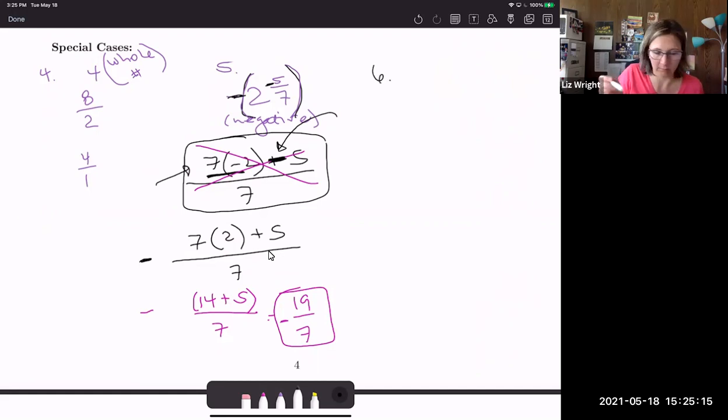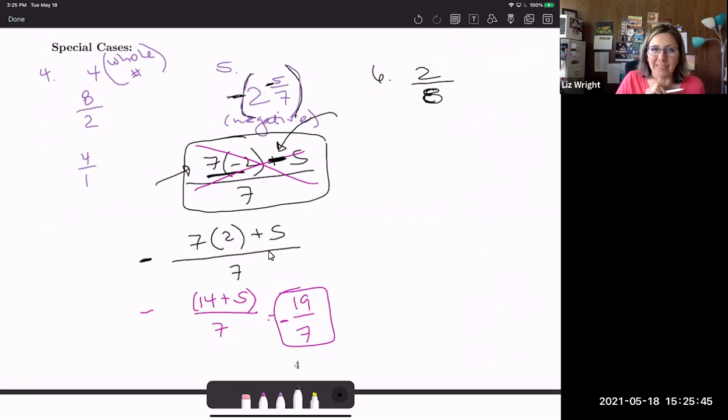Last one. What if we have something like 2/3? How could we rewrite that as a mixed number? Or not a mixed number, is there any way we can write that as an improper fraction? What do you think? Oh, I misread that one on my paper. It's fine. It's 2/8. It's close.